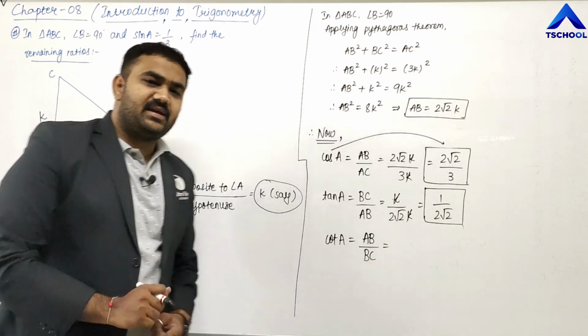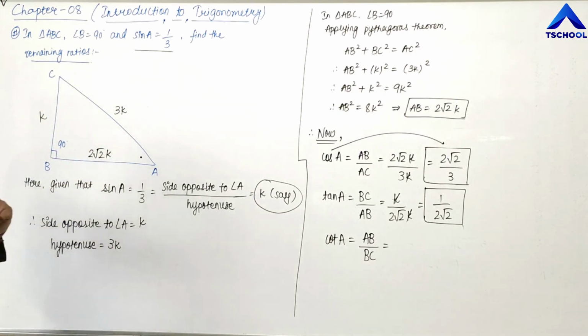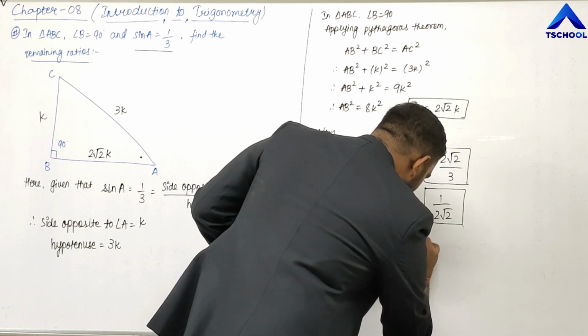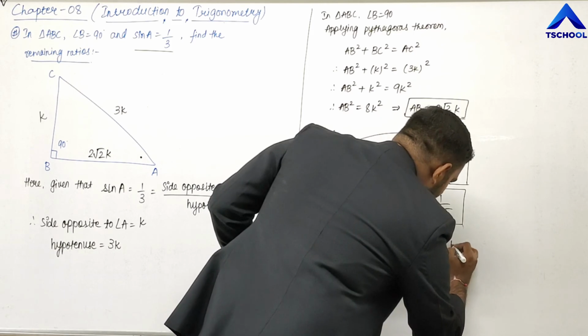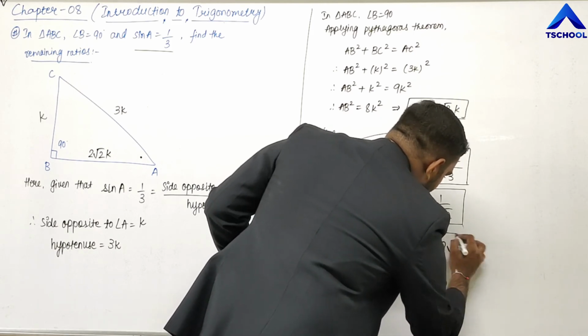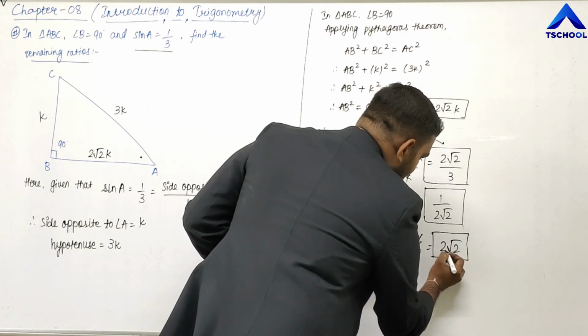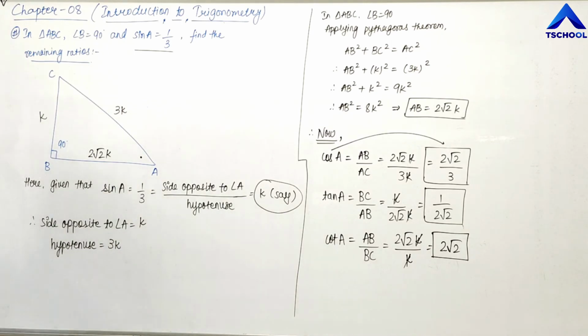that cot A is side adjacent to angle A upon side opposite to angle A, so that is equal to 2 root 2 k upon k, k and k can be cancelled, that is 2 root 2. So the ratio for cot A is 2 root 2 upon 1, or simply 2 root 2. So we got our third ratio.